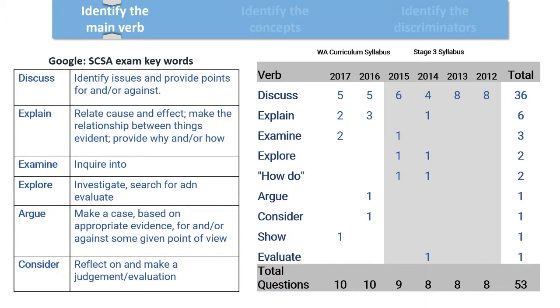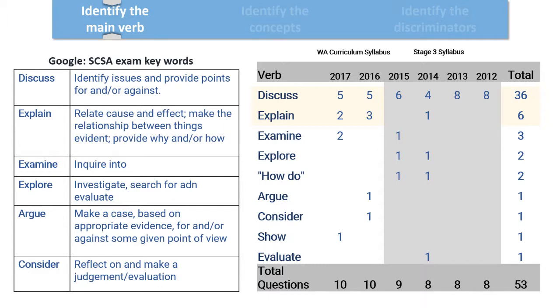So if we look at discuss, that has appeared a lot over the last 6 years. In fact, if you go back to the previous stage 3 syllabus in 2013 and 14, every single question was a discuss question. But if we look in the past 2 years, you'll see 5 out of the 10 were discuss questions. And then the next most common are explain questions, and then you have examine questions. But don't ignore the ones down the bottom like argue, consider, and show.